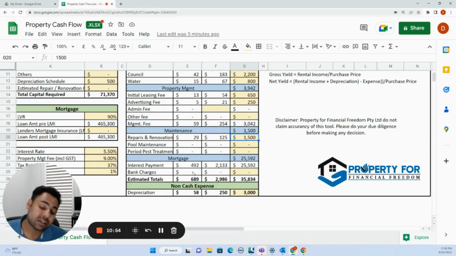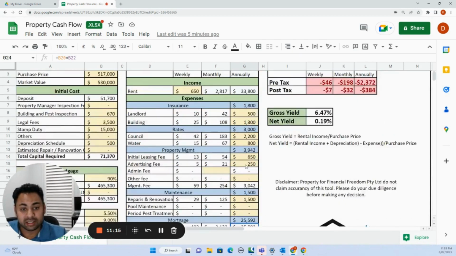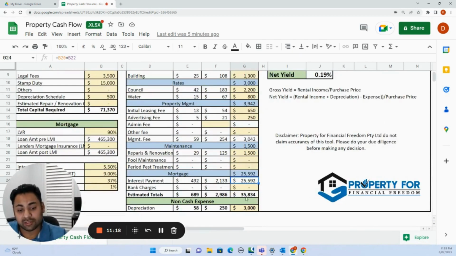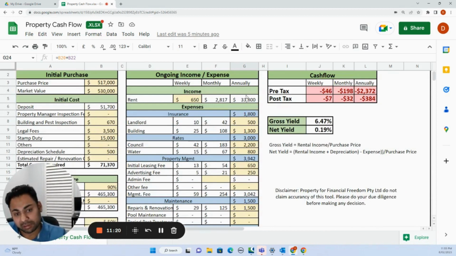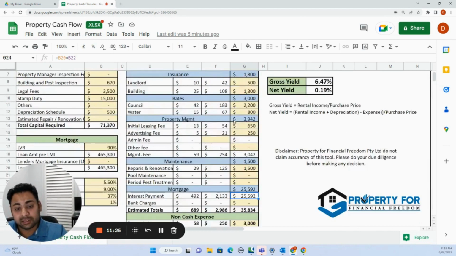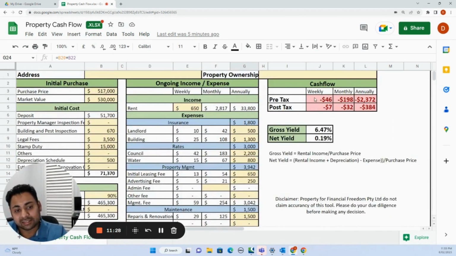So that's my general recommendation, but it's really up to your choice. In this case, the client is doing the interest payments only, so it is roughly $25,592. It is the multiplier of whatever the loan amount is. So this is $25,000. Now the total estimated expenses are $35,834, which looks like a bit more than what your rent is. That's why now we have pre-tax going out of the pocket, like $46.